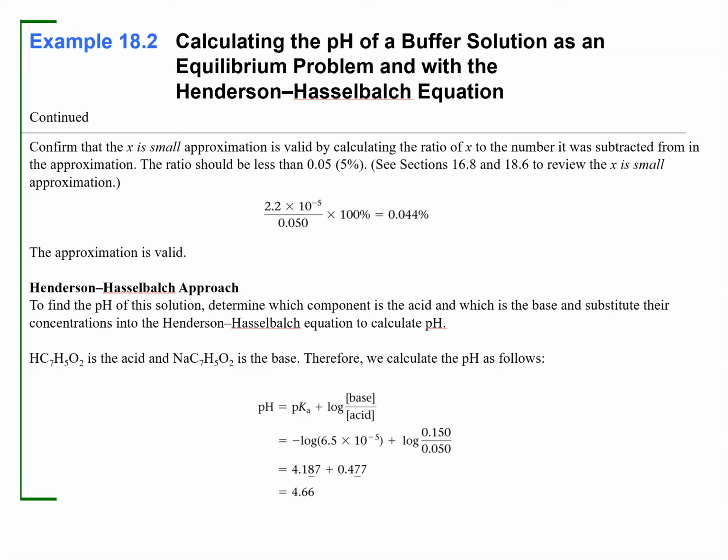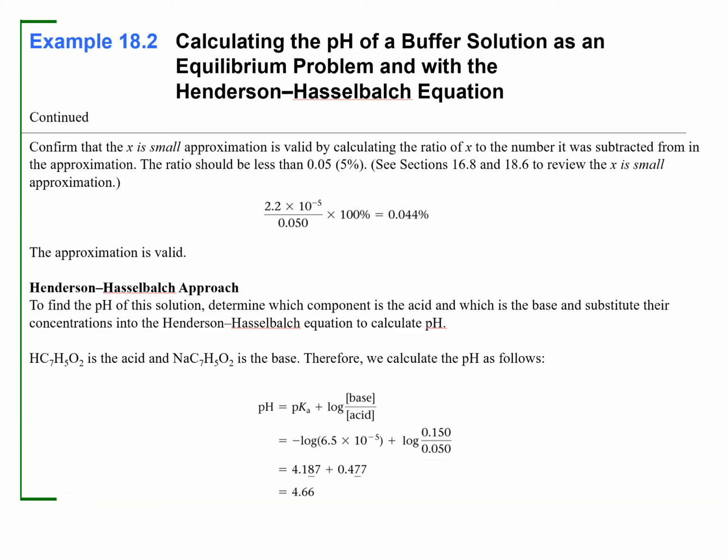We can then check to make sure that the ratio is less than 0.05 or 5%. And that does hold true because in this particular case, if you divide 2.2 times 10 to the minus 5 by 0.050, that's only 0.044%, so we have several orders of magnitude of leeway in this approximation being valid. Now, our second approach to this would be using the Henderson-Hasselbalch equation.